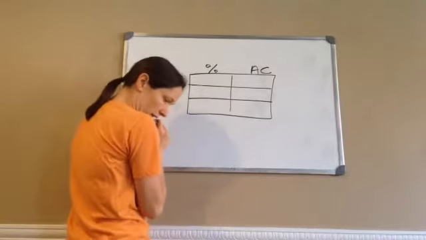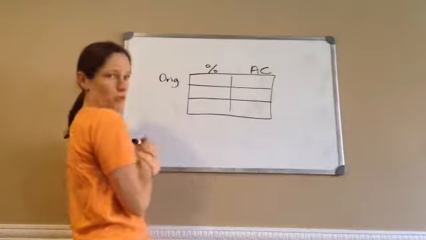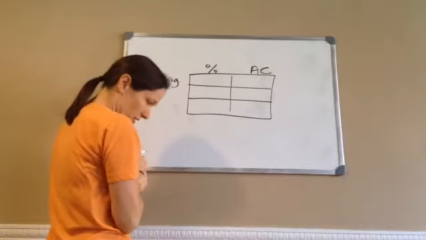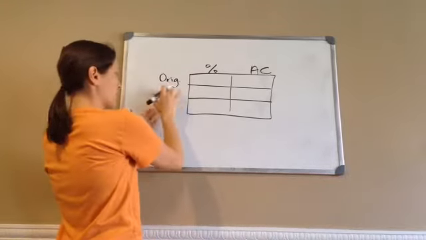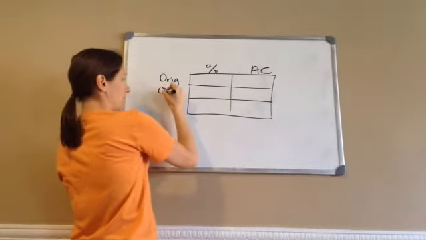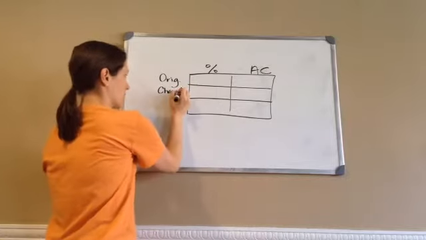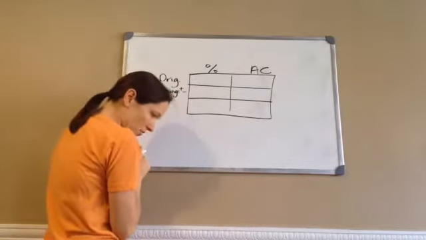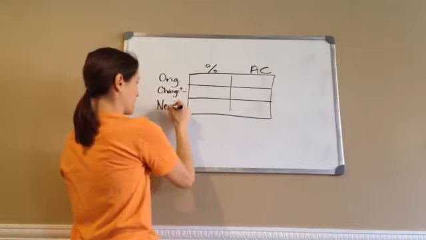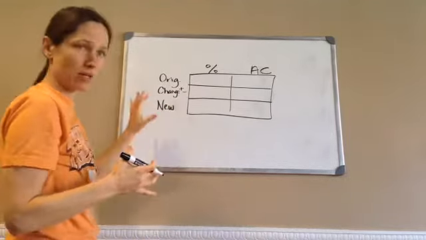The first one is going to be original. I'm just putting a ridge. Okay? Original. And then the middle part is going to be how much it goes up or down. So I'm going to put the change, plus or minus. And then the last one is the new price or the new percent. Okay, you staying with me?